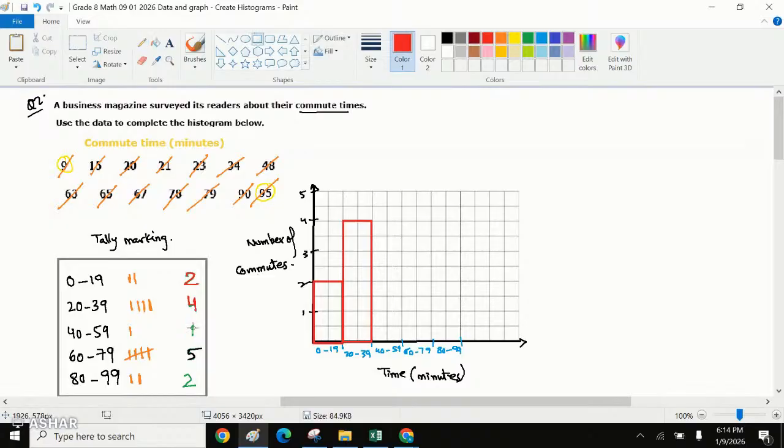What about the next one? Between 40 and 59, it was just one commute. The time duration required between 40 and 59 minutes only happened one time, right? 60 to 79 was 5. Let's move it over here. Okay, agreed. The height was 5, and 80 to 99 minutes had 2 commutes, right? It happened twice only, so we make it over here.